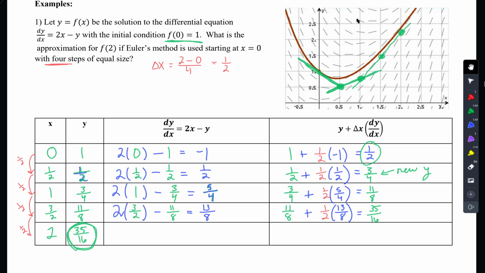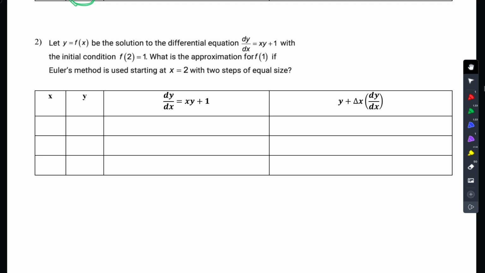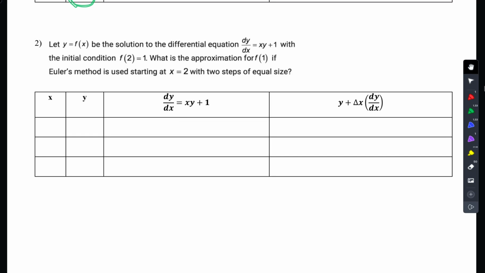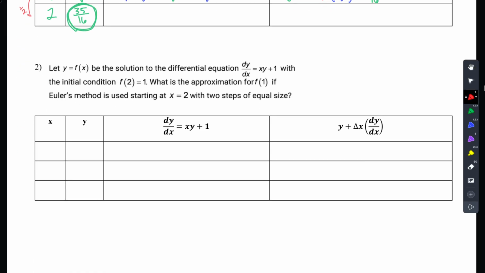Do you guys have any questions where the numbers are coming from? Or are you good? Okay. Do you want to try one? You think you can do it? It's not as many steps. 2 steps. See if you can do it. Why not? Hey? You guys can do it, right? So figure out your change in x first.